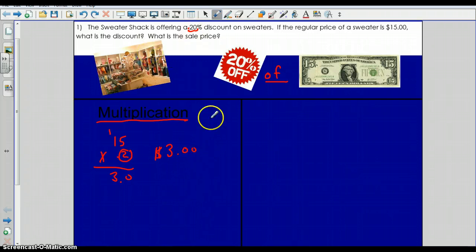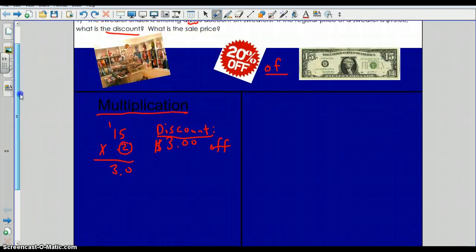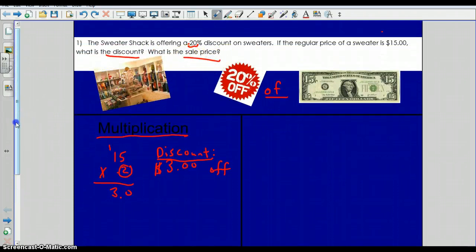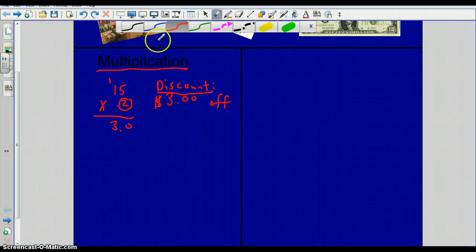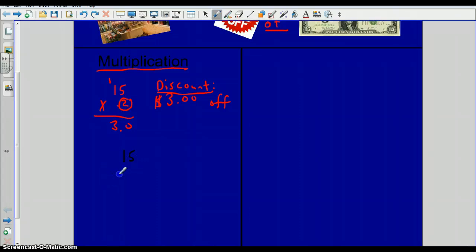So it's $3 off. So when it says what is the discount, this is the discount, $3 off. So we've answered the first question. Now notice though that's not the only thing it's asking us for. It first asks us for the discount, but there's one other thing we need to do. It also says what is the sell price. Well, if you have $3 off and it originally cost $15, hopefully you guys have gone shopping enough to know that we would take our $15 and subtract our $3 discount, and that would give us a $12 sweater. So the sweater would be $12.